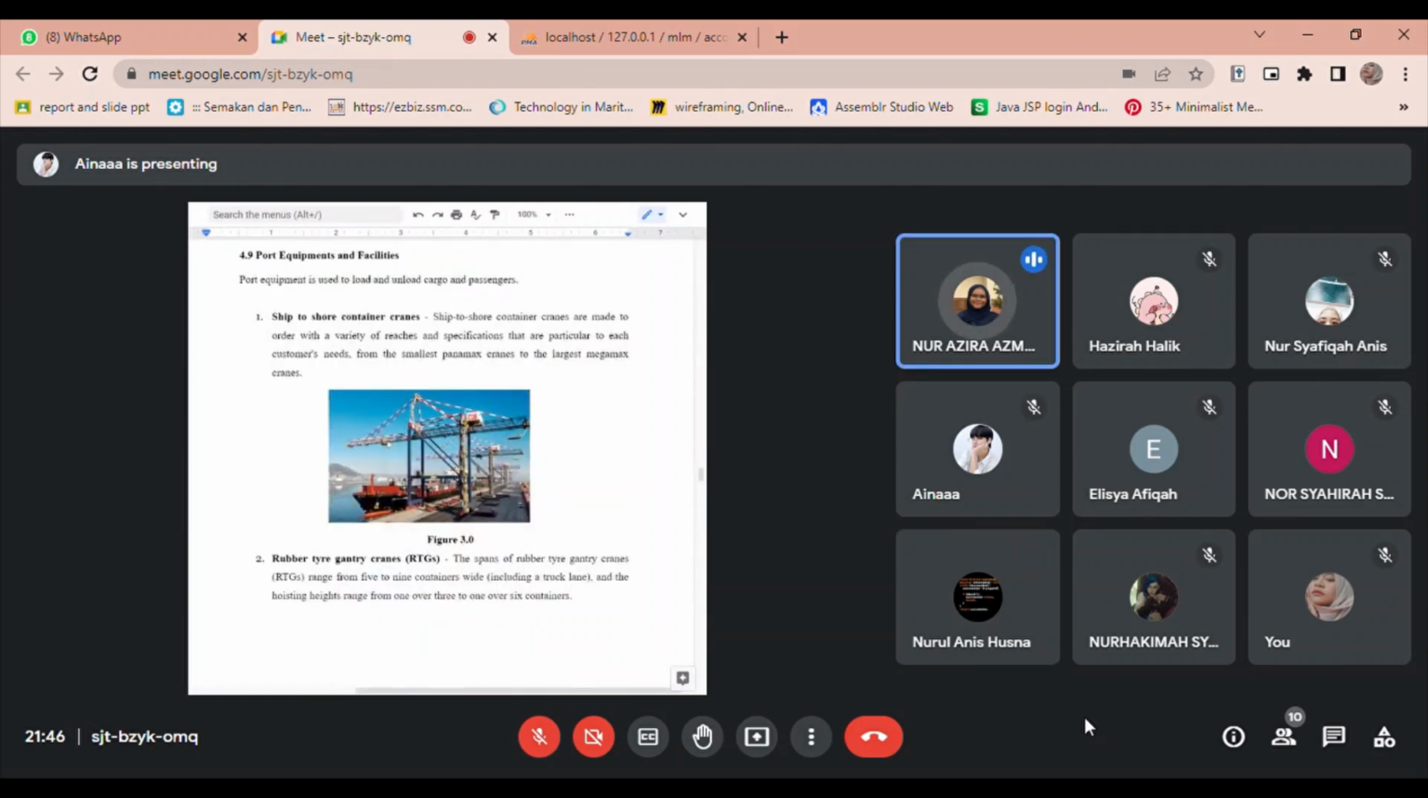Next, port equipment and facilities. Port equipment is used to load and unload cargo and passengers. First, ship-to-shore container cranes. Ship-to-shore container cranes are made to order with a variety of specifications that are particular to each customer's needs, from the smallest Panamax crane to the largest Megamax cranes.